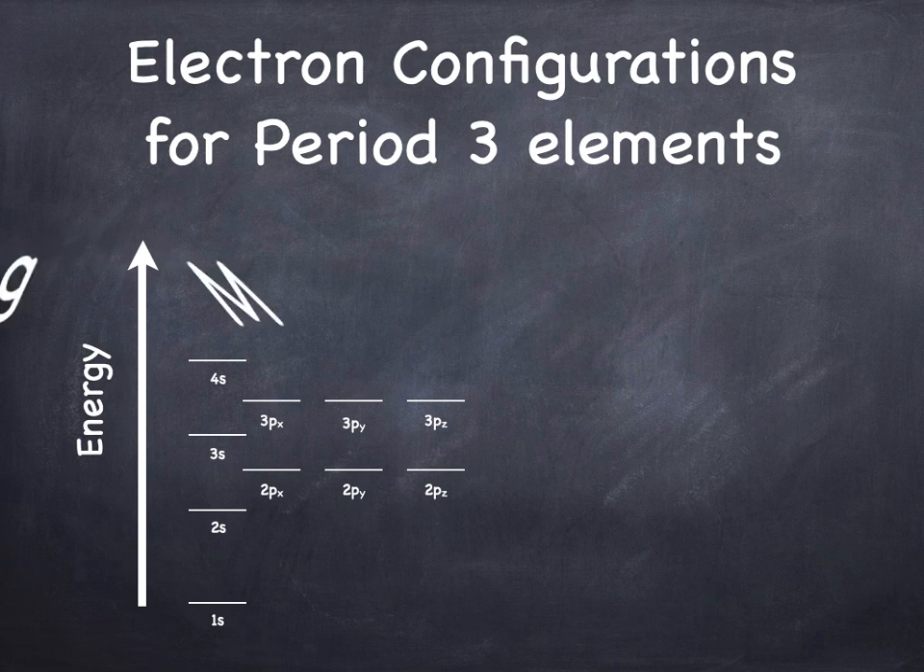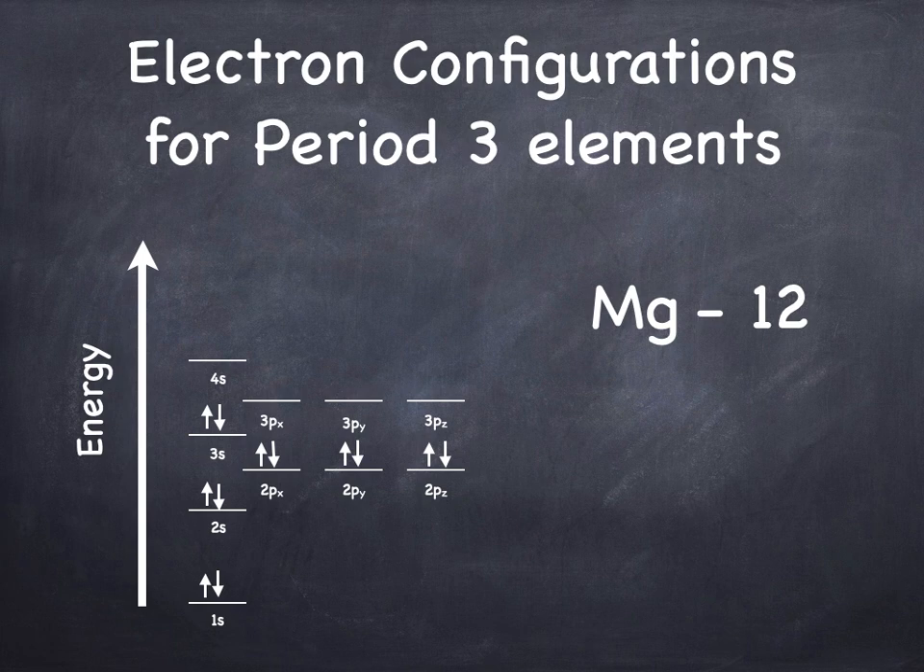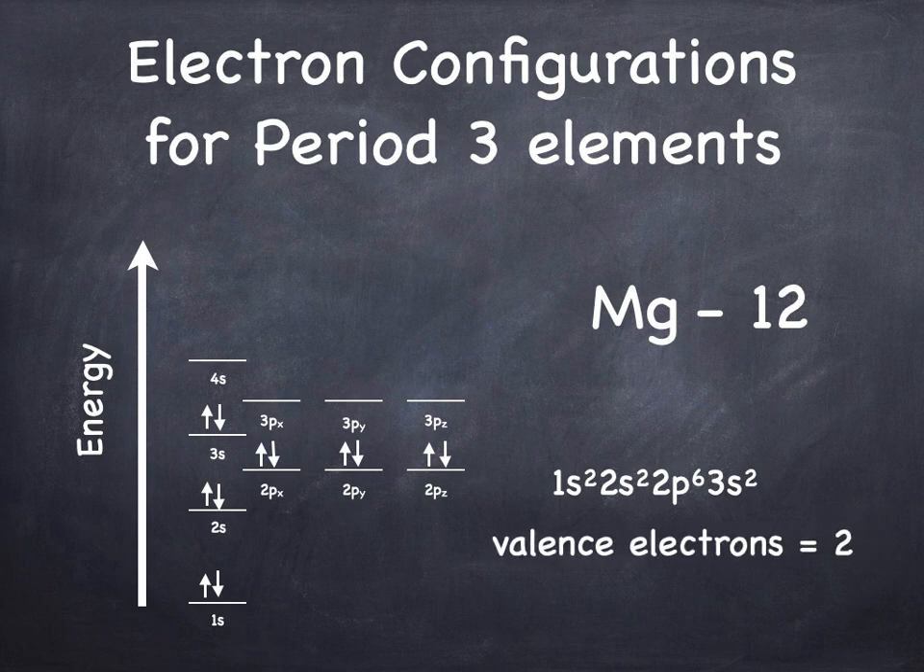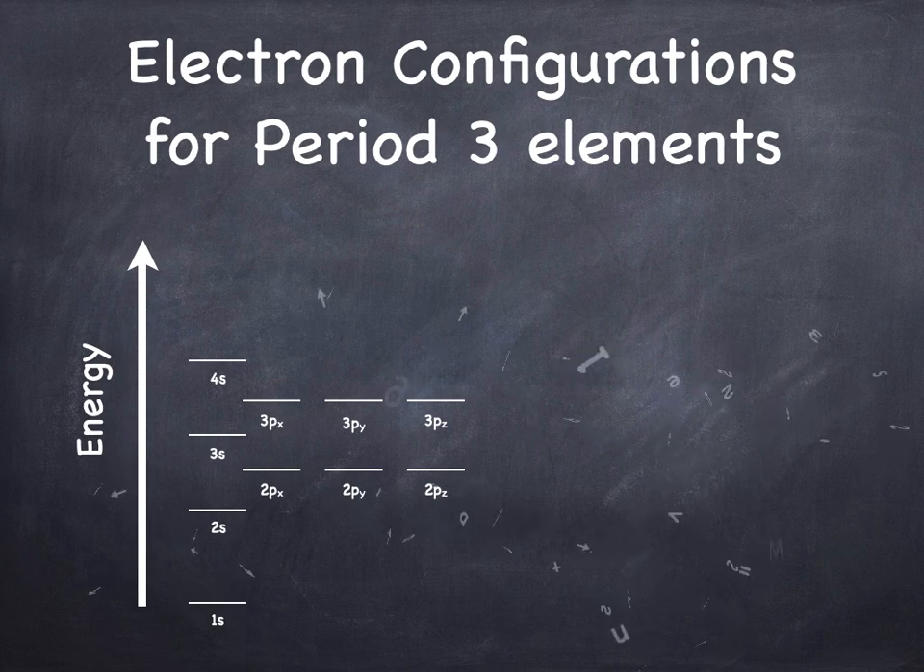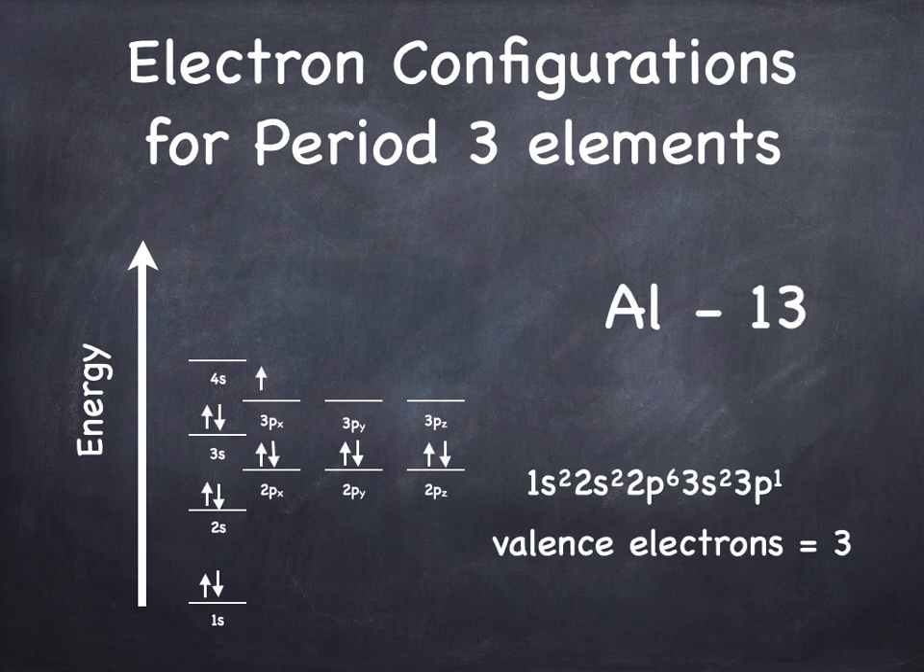Here we have magnesium, and magnesium has 12 electrons. If we drop all of those in there, again, look at our electron configuration. Again, we could also put neon in brackets there before 3s2. But the highest occupied energy level is still the third energy level, and there are 2 electrons in the third energy level, so magnesium has 2 valence electrons.